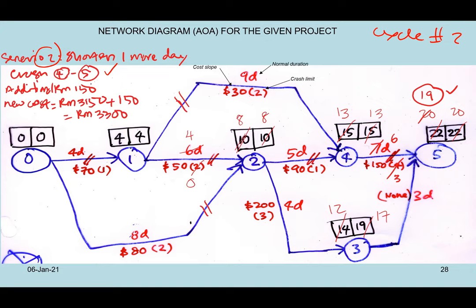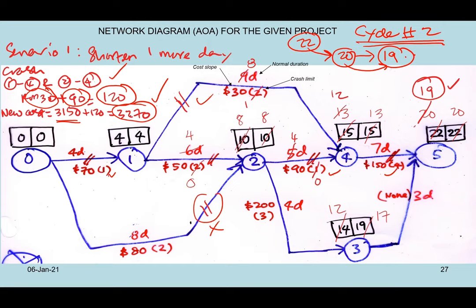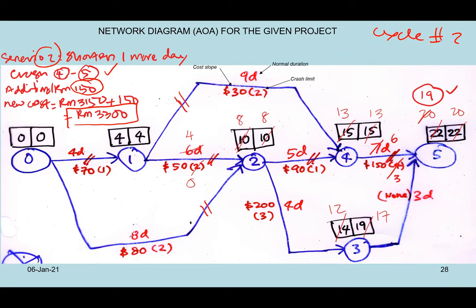But how about the cost? 150. If I add it up to the previous one, now I get 3300. In scenario number one, I get a much cheaper one, 3270. But now, I still achieve my objective, 19 days, but the cost is much more expensive. So, what does this tell us?